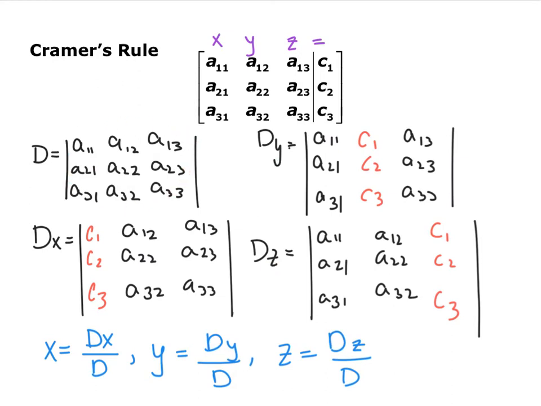And then same thing with d sub z. You're going to drop out the z column, replace them with the answers, leaving x and y columns the same as the original. And then z is equal to d sub z, the determinant of this resulting matrix, divided by d, the determinant of the coefficient matrix.